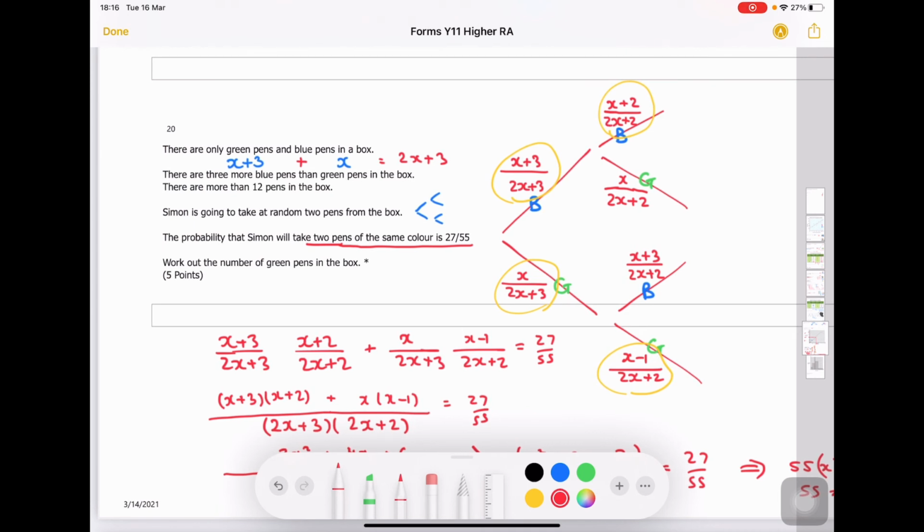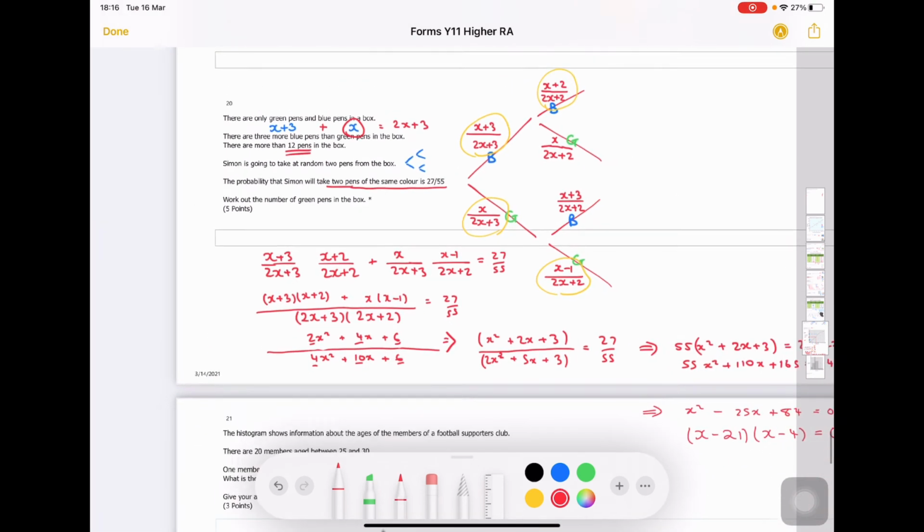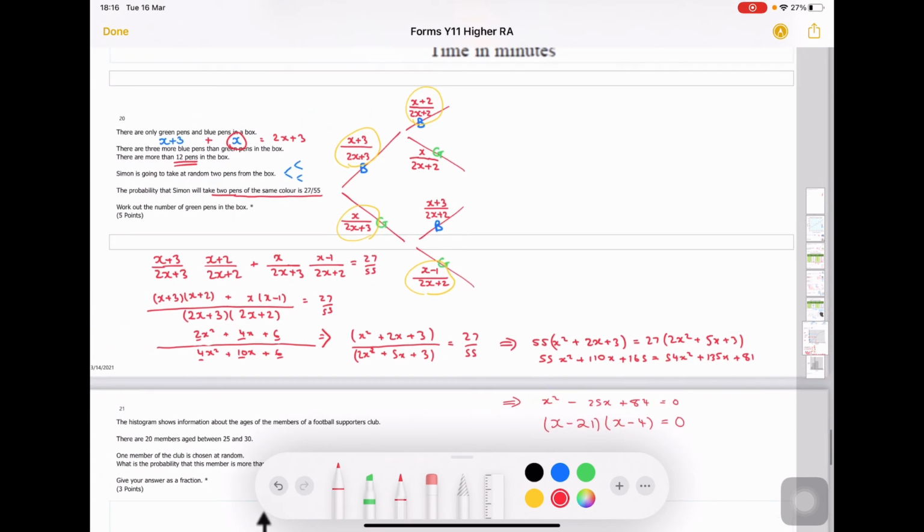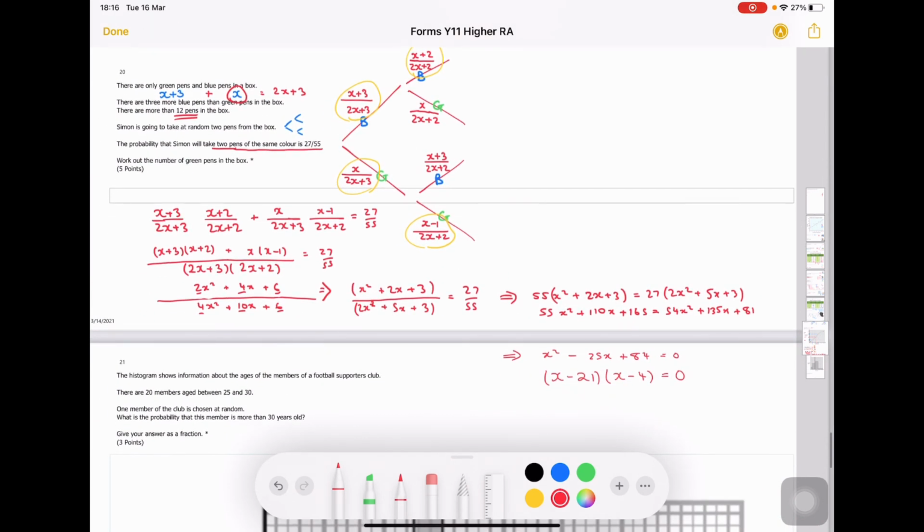Okay, the number of green pens corresponds to x. So in other words, we need to find x. That's what we need to do. There are more than 12 pens in the box. Okay, that would help.